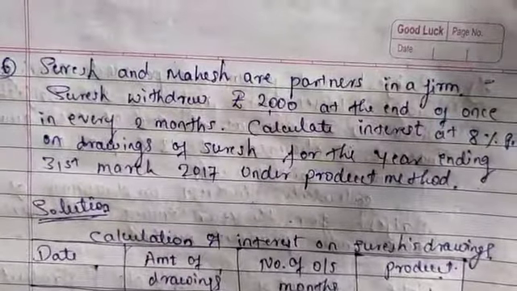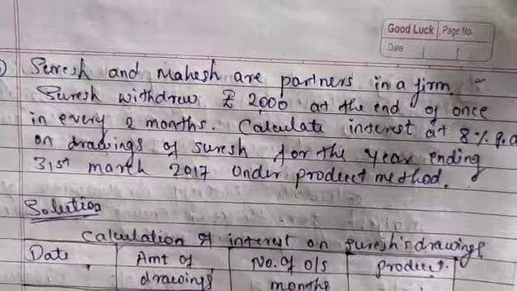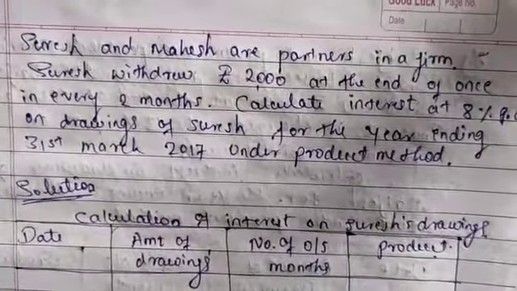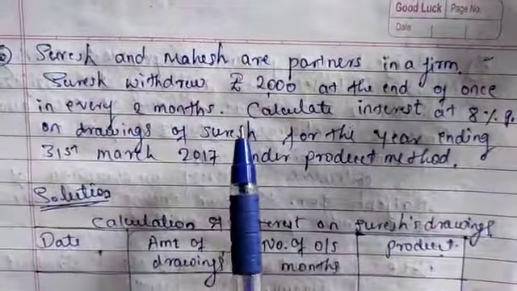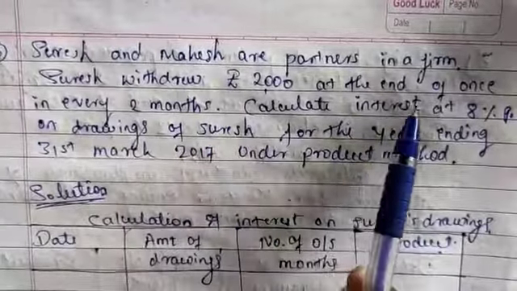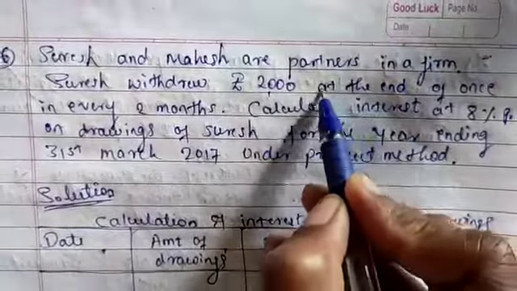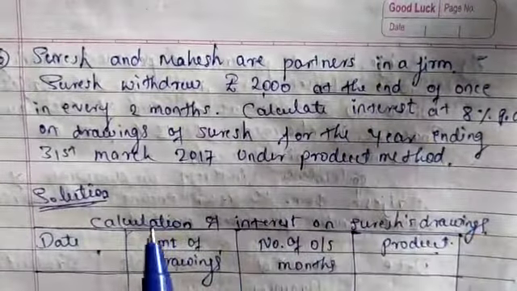Hello students, now we are taking another problem on calculation of the interest on drawings under product method. This is the last video on this topic. So, sixth problem here. Suresh and Mahesh are partners in a firm. Suresh withdrew rupees 2000 at the end of once in every 2 months. Here, the little difference is that it is at the end of once in every 2 months.